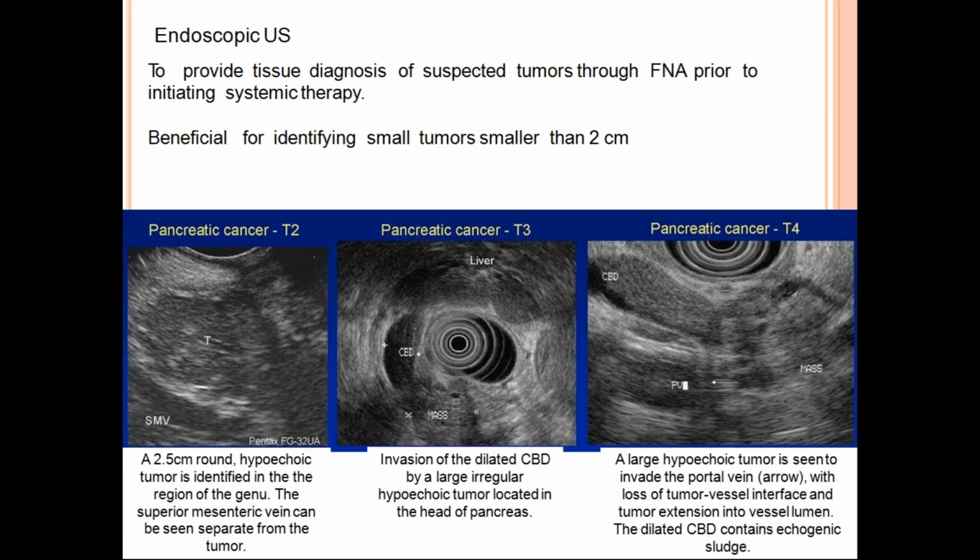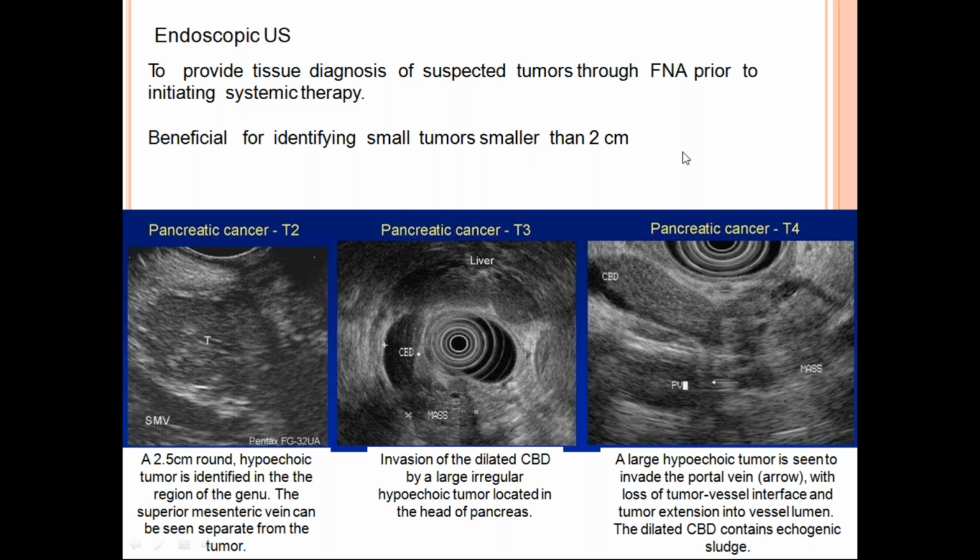What are this T1, T2, T3, and T4? I will tell you in the further slides in staging. Next most important investigation is endoscopic ultrasound. Okay, so endoscopic ultrasound is more useful because in endoscopic ultrasound, if you want to do a FNAC, I mean cytology, you can take it easily. Okay, so apart from diagnostic, it can also be used to take cytology also. So it is more useful, beneficial for identifying small tumors less than 2 centimeters.